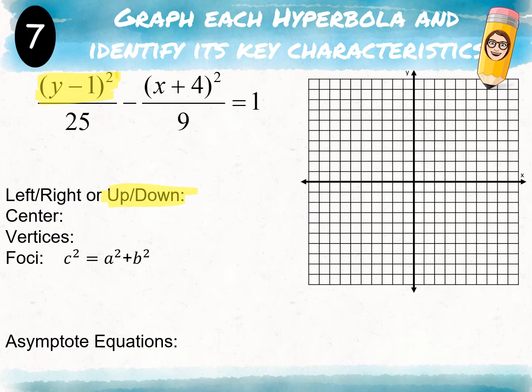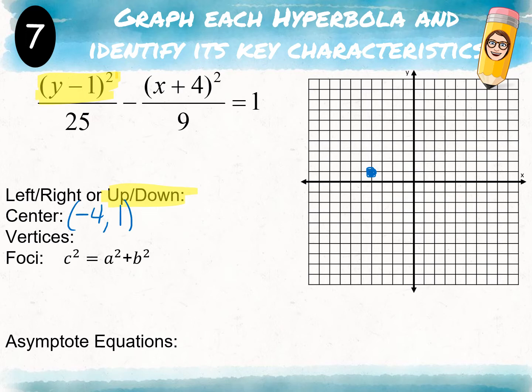Center. The center is based on what's being added and subtracted to my x and y. My formula says x plus 4, so it's negative 4. My y says minus 1, so it's plus 1. So negative 4, 1 is my center. So this is our first shifting of a hyperbola.